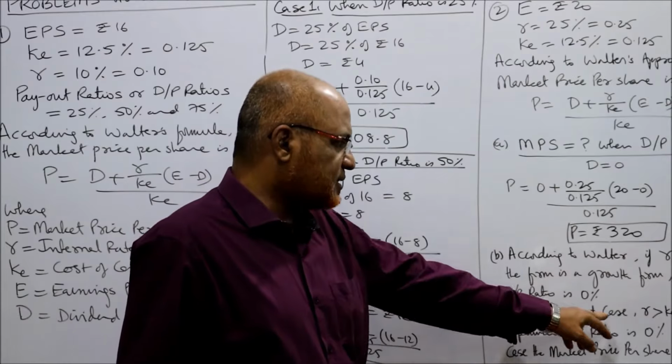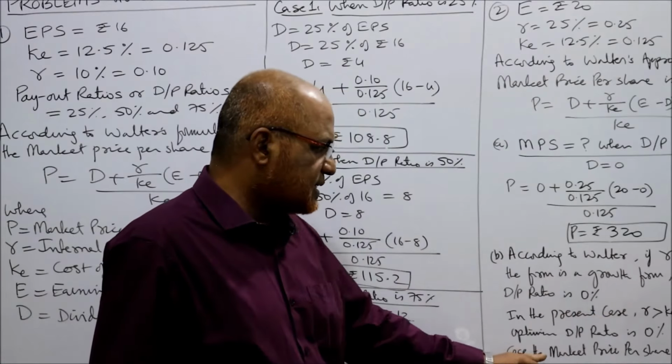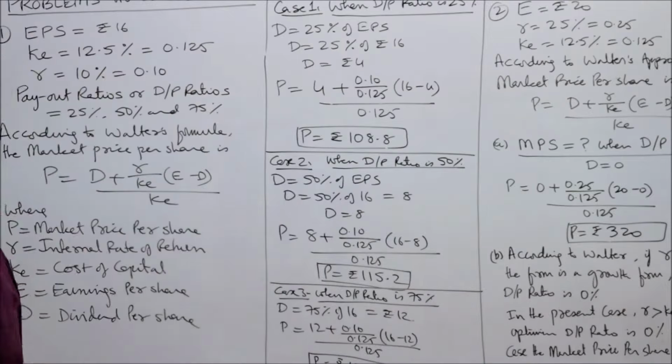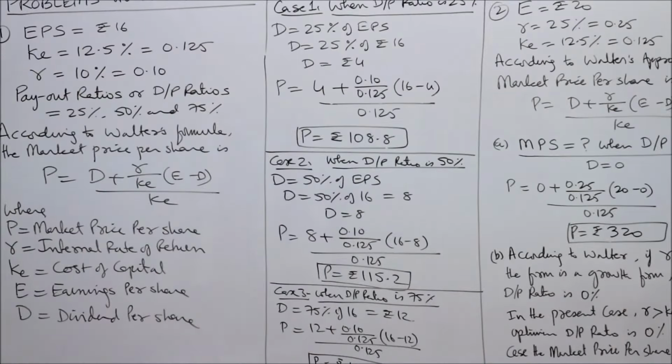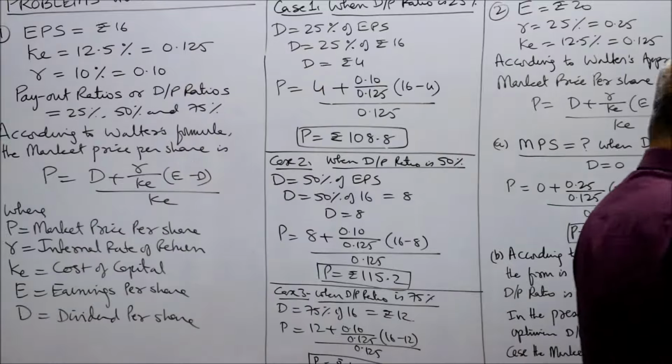In the present case, R is greater than KE, so the optimum DP ratio is 0%. In that case, the market price per share is 320. Second question complete. Take a pause of this screen and copy down the complete solution.